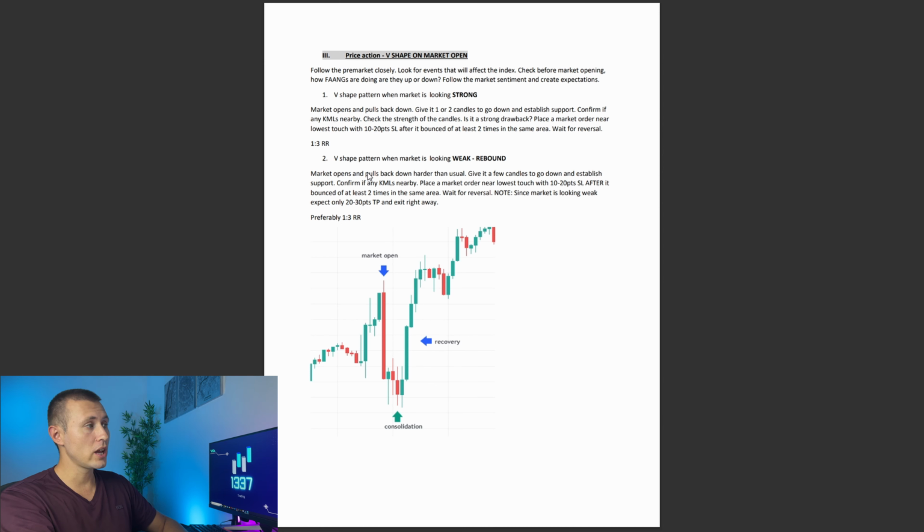The next one is the V-shaped pattern when the market is looking weak. You're looking for a rebound, so it's basically a buy position again. It's not a short position. The market opens and pulls down harder than usual, like let's say here. Give it a few candles to go down and establish support. Same strategy absolutely. Confirm if any key market levels are nearby. Place a market order near the lowest touch with a 10 to 20 point stop loss after it bounced at least 2 times in the same area. Wait for the reversal, but note, since the market is looking weak, expect only 20 to 30 points, take profit and exit right away. Preferably a 1 to 3 risk to return ratio.